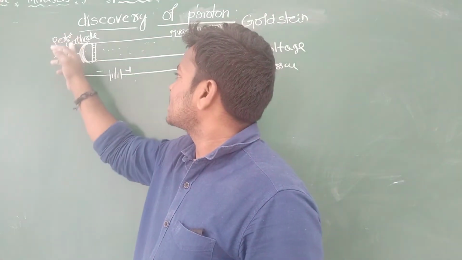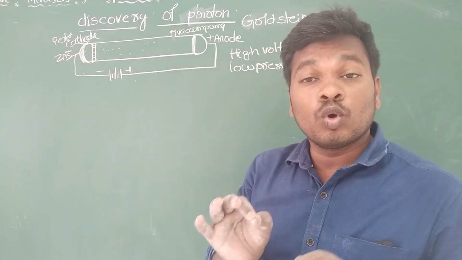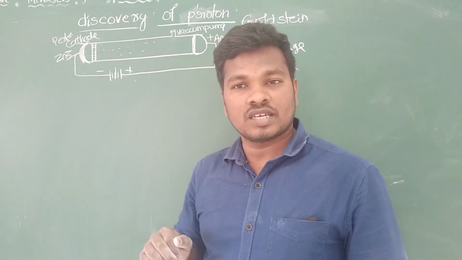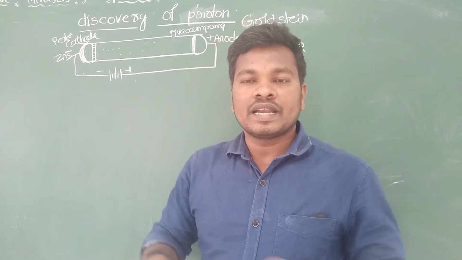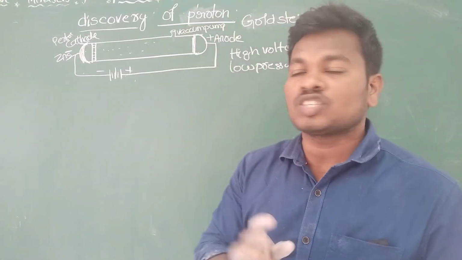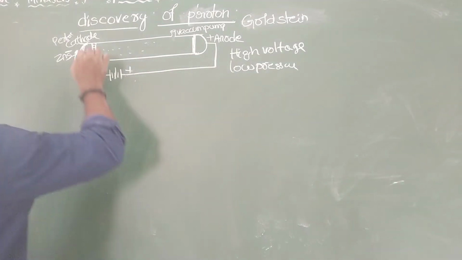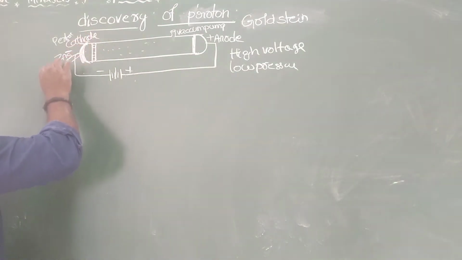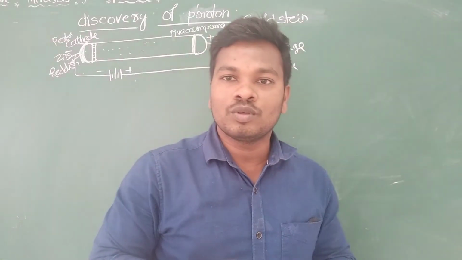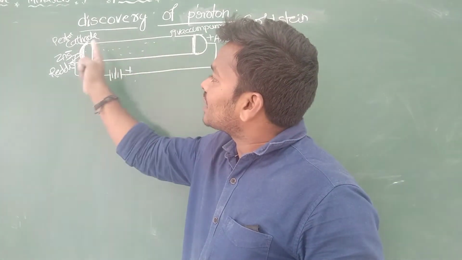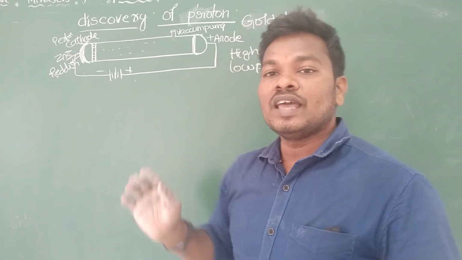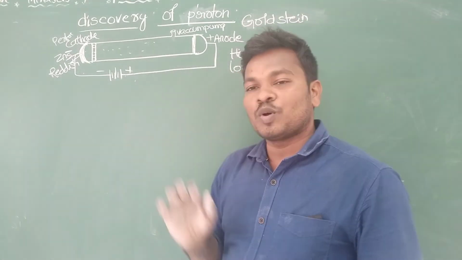Second, this time he has taken a phosphorescent or fluorescent screen, that means zinc sulfide, behind the cathode. The process is the same. Repeatedly he conducted the discharge tube experiment, and after repeatedly conducting it, he observed that some reddish glow is seen behind the cathode. That means some rays are passing through the cathode and striking the walls of the discharge tube. Then only we can observe the reddish brown color.